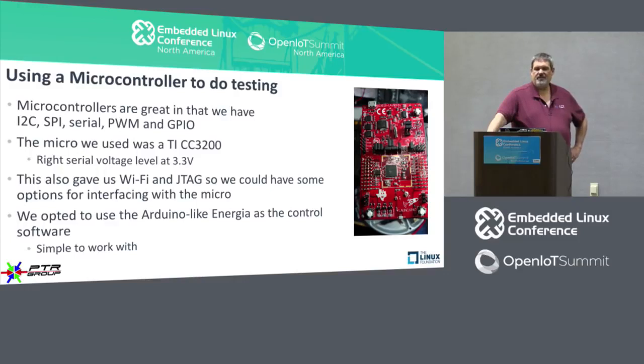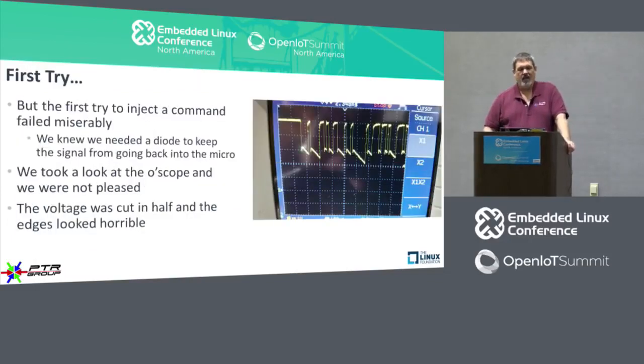We did opt in this case to use the Arduino-like Energia, depending on how you pronounce it, I guess. This looks like Arduino code, and it sits on top of TI-RTOS, so we can get it to do fast things when we need them to be fast, but not have to sit there in Eclipse while our minds go numb looking at the Eclipse code, to basically boot the board and do all the rest of the stuff with it. So Energia was a great solution for this particular case. Now, in the first try, we said, okay, well, we think we know what we need to do. We need to inject some serial port-like stuff.